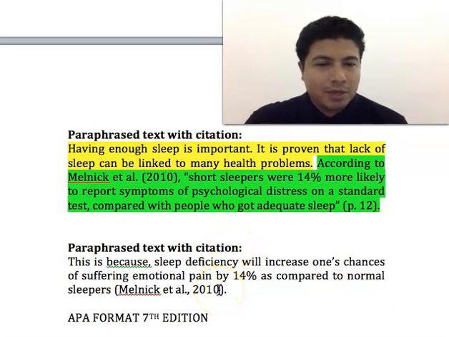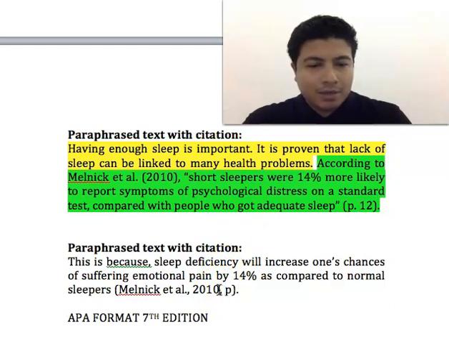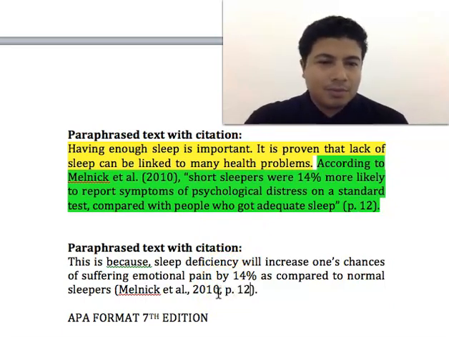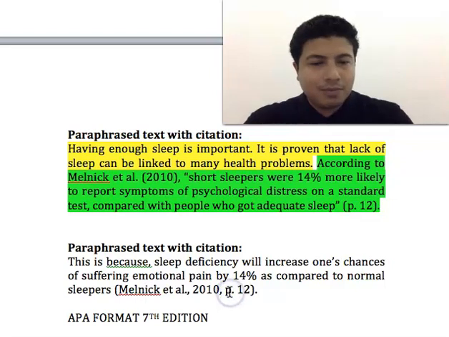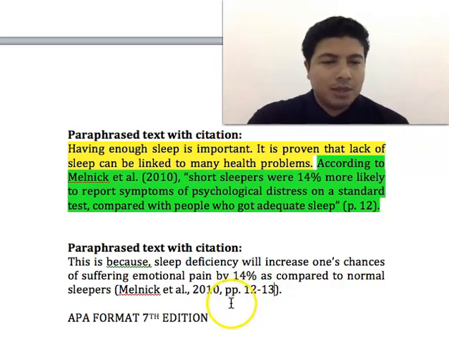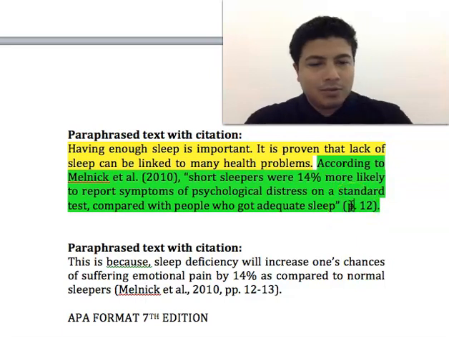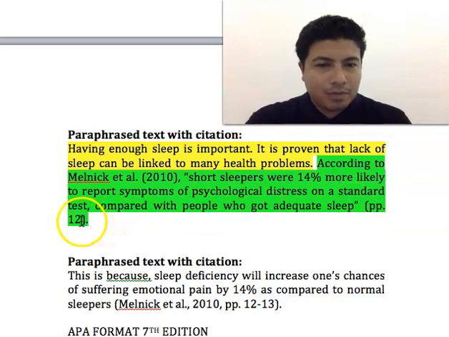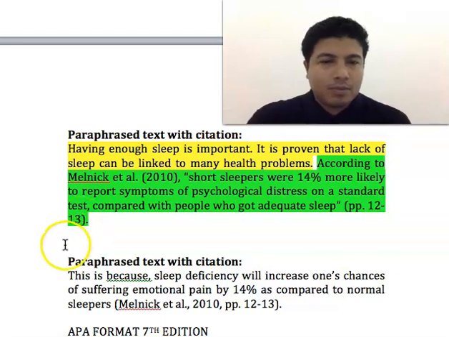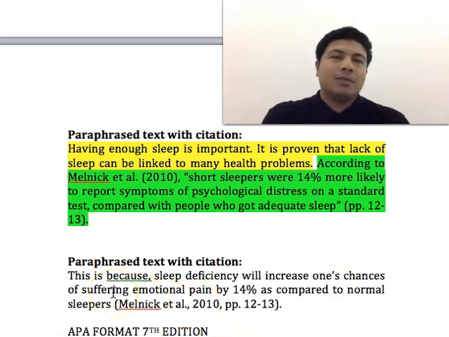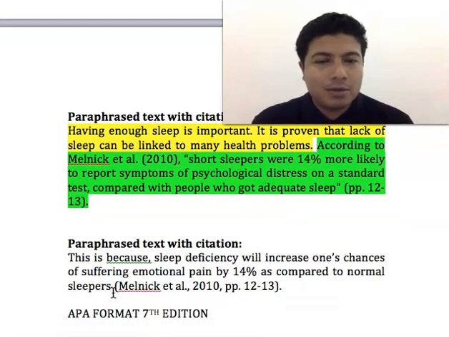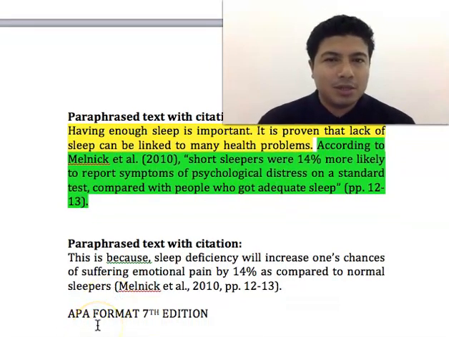The same goes here. Everything in bracket, and page 12, for example. If there are more than one page, so pp. and pages 12 to 13. So you have double p and full stop, space, 12 to 13. The same goes for this one. So these are the rules that we have when we do citation, and it is very important for us to adhere to these rules of APA format 7th edition.